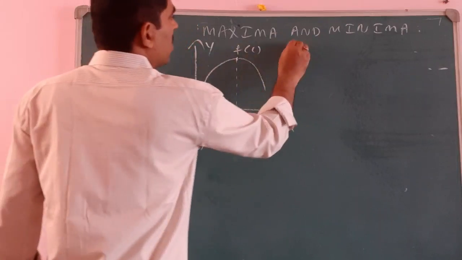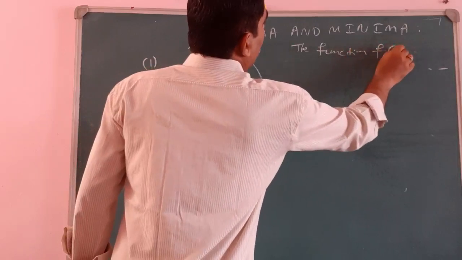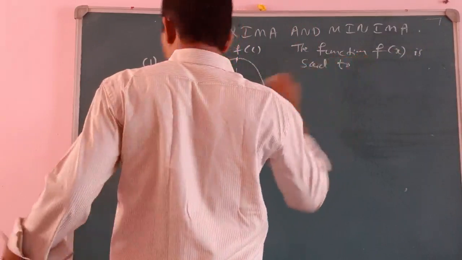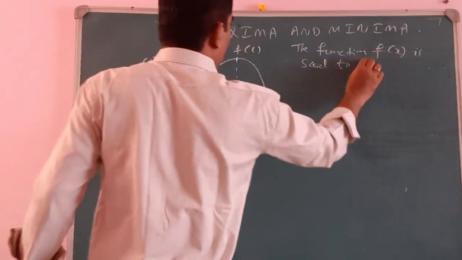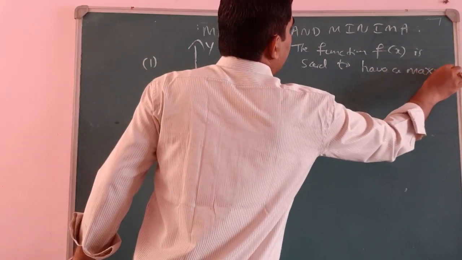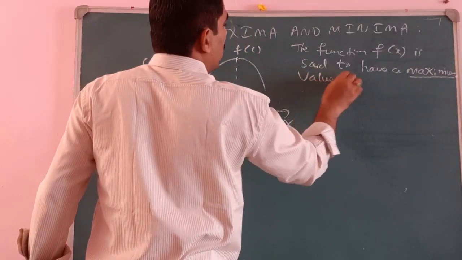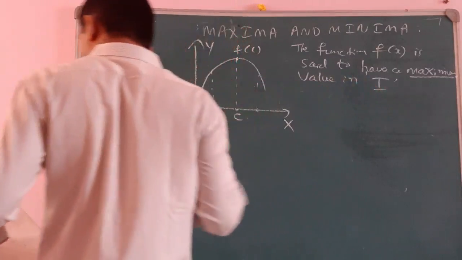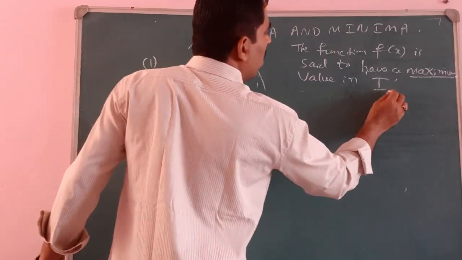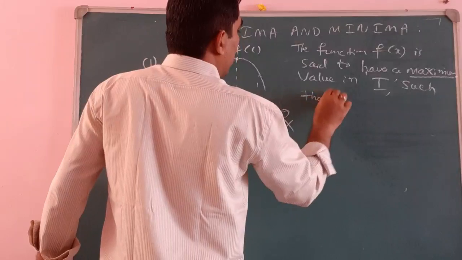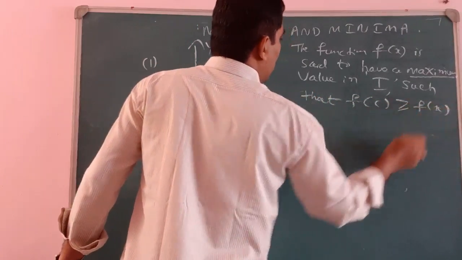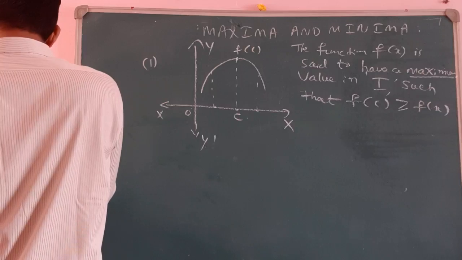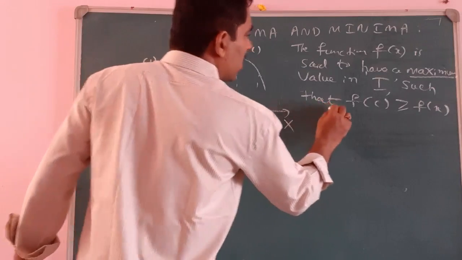My first point is what we can write here: the function f of x is said to have a maximum value in the interval, say some interval I, such that f of C is greater than or equal to f of x. So this is the definition.